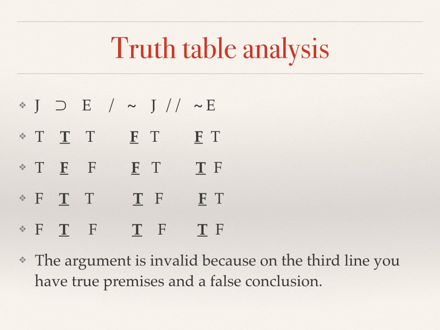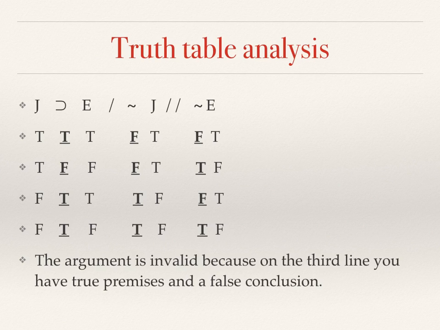And now the truth value of J implies E. We have true implies true is true, true implies false is false, false implies true is true, and false implies false is true. Now we can see that this argument is invalid because on the third line you have true premises and a false conclusion. It doesn't have to happen on every line, it just has to happen on one line where you have true premises and a false conclusion.